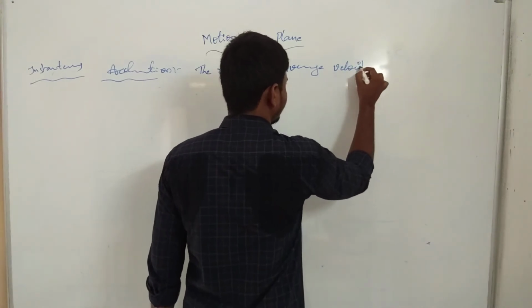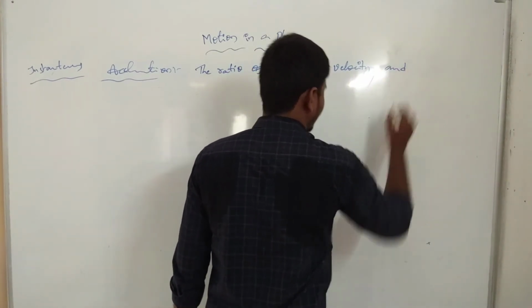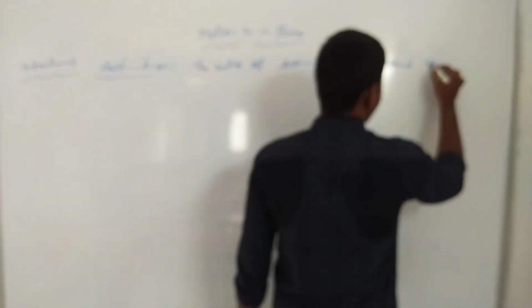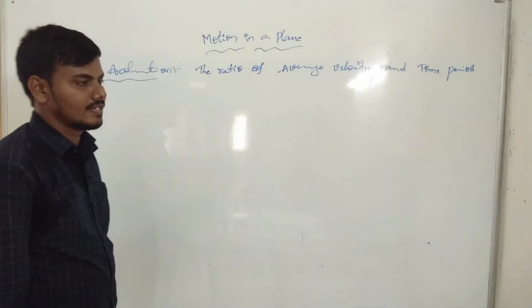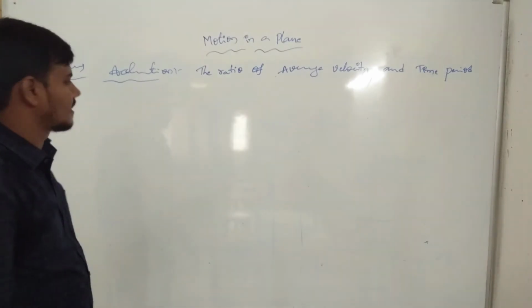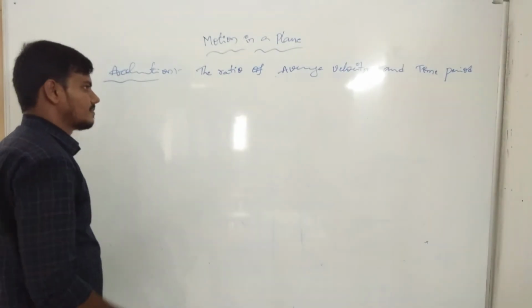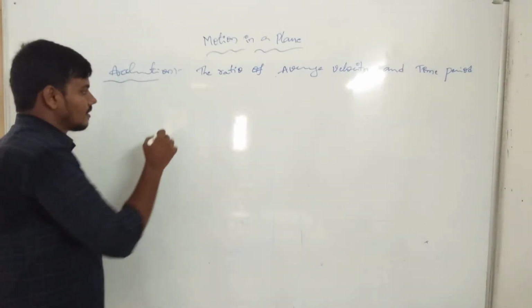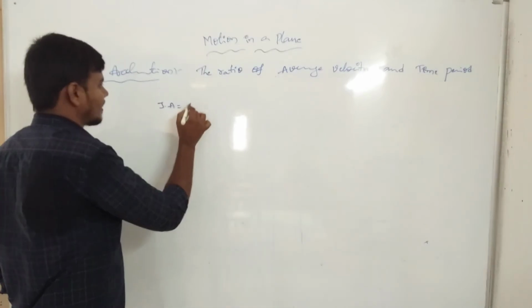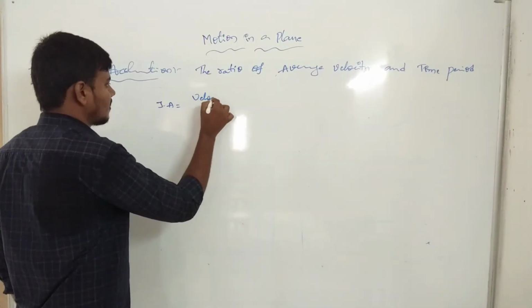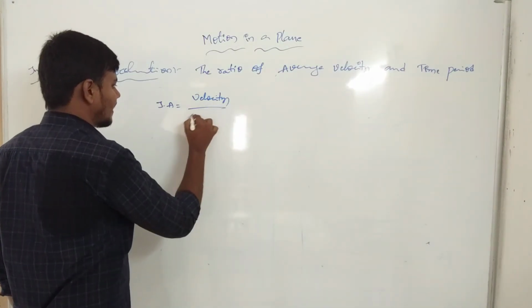Average velocity and time period. The ratio of average velocity and time period is known as instantaneous acceleration. Okay, same time, same definition we continue to. Now instantaneous acceleration also we take as velocity by time period.